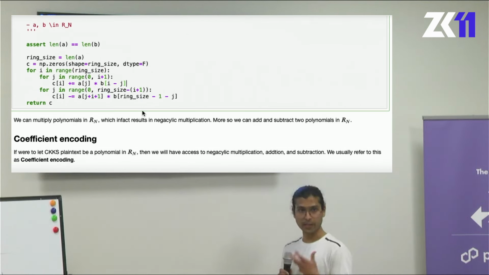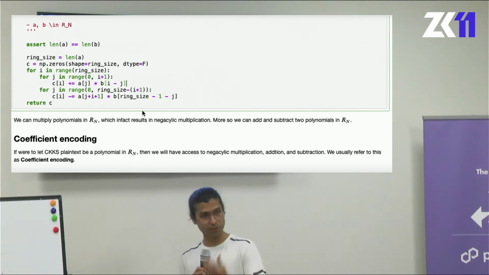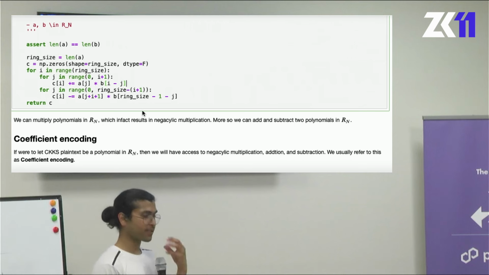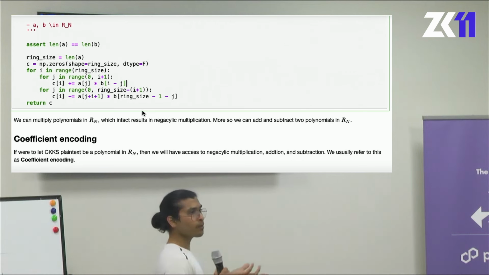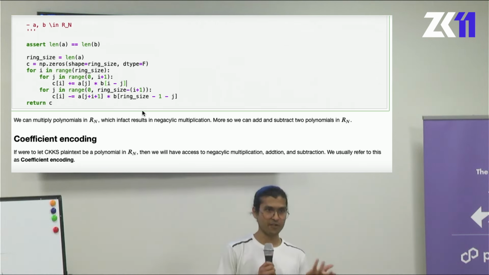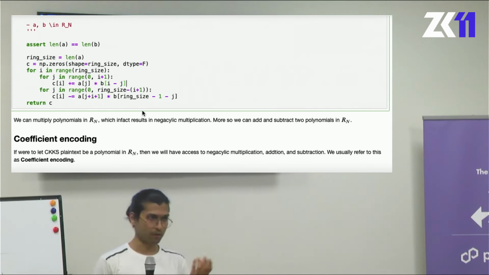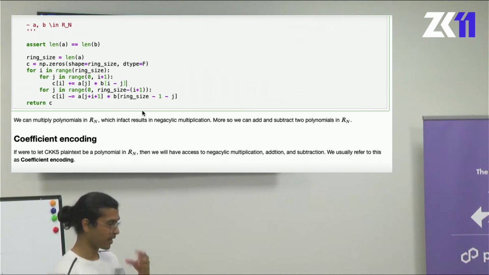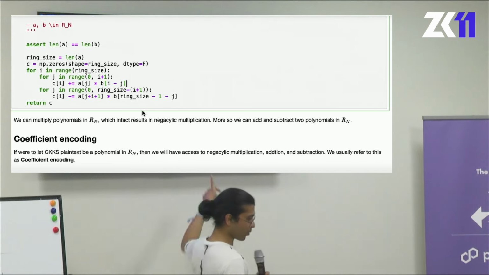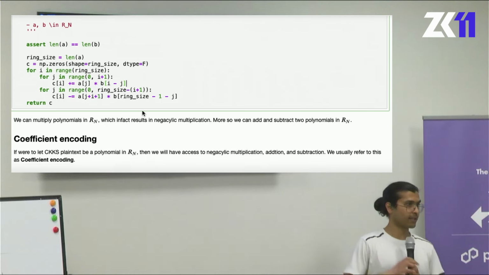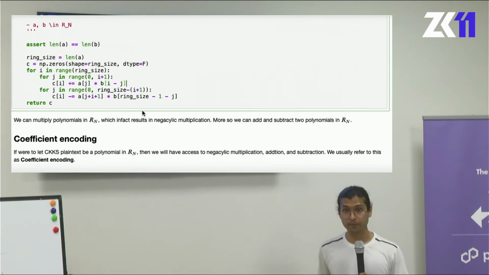So CKKS's plaintext is a polynomial in this ring. When we multiply two polynomials, we get negacyclic multiplication. When we add two polynomials, we get normal coefficient addition that you get in any polynomial. When we subtract two polynomials, we get normal subtraction that you get with any polynomial. But the special property to remember in this case is that you get this negacyclic nature in multiplication, that the terms wrap around and become negative.